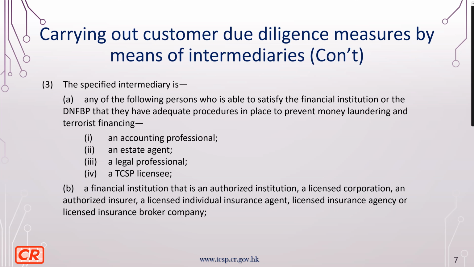Another category of specified intermediaries is the financial institutions, and they are licensed corporations, authorized insurers, licensed individual insurance agents, licensed insurance agencies, or licensed insurance brokers company.